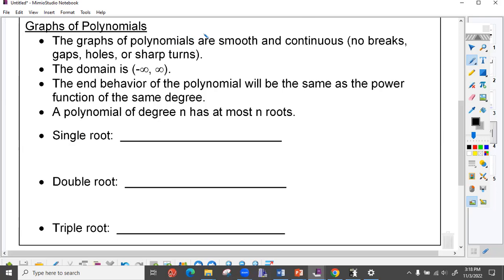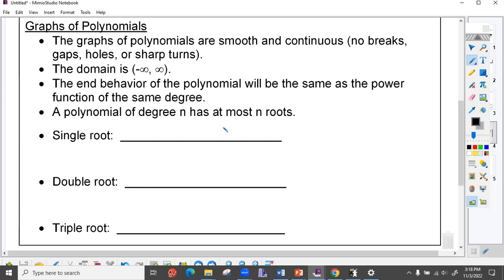We're on the last part of today's notes and we're gonna get through them. All right, the graphs of polynomials are smooth and continuous, right? There's no gaps, no breaks, no holes, no sharp turns, no asymptotes, none of that. The domain is all real numbers because it goes from negative infinity to positive infinity. And your end behavior depends on what the degree of your function is, right? So if my degree is even, then it's going to be even behaviors. If my degree is odd, then it's going to be odd behaviors, okay?